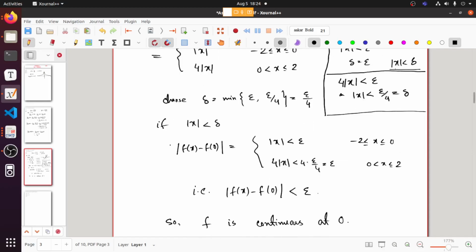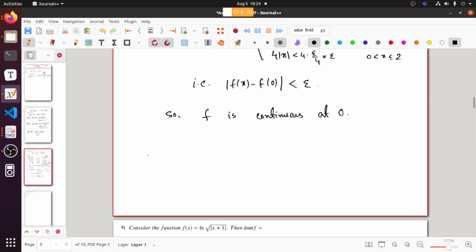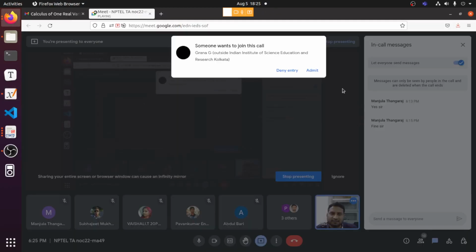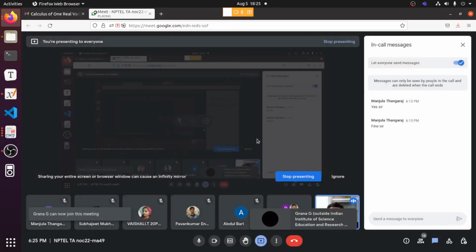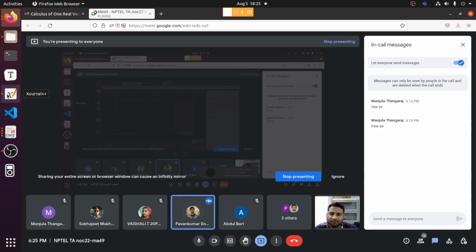So this is the meaning of continuity, right? What is the meaning of continuity at 0? It means you have to show mod of f(x) minus f(0) is less than epsilon whenever mod of x minus 0 is less than delta, right? And this is the same as mod x less than delta. So that we will get, right? Do you understand, Pravan Kumar? Yes, sir. Okay.